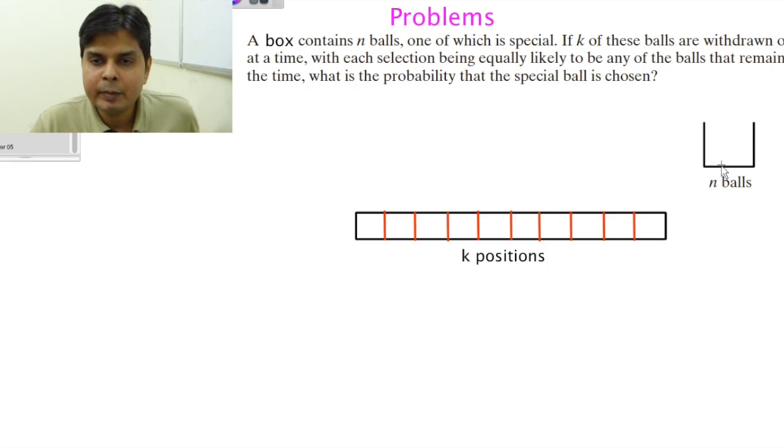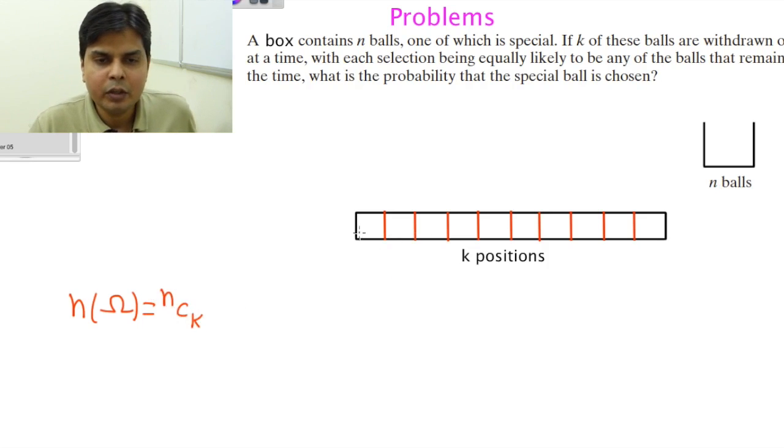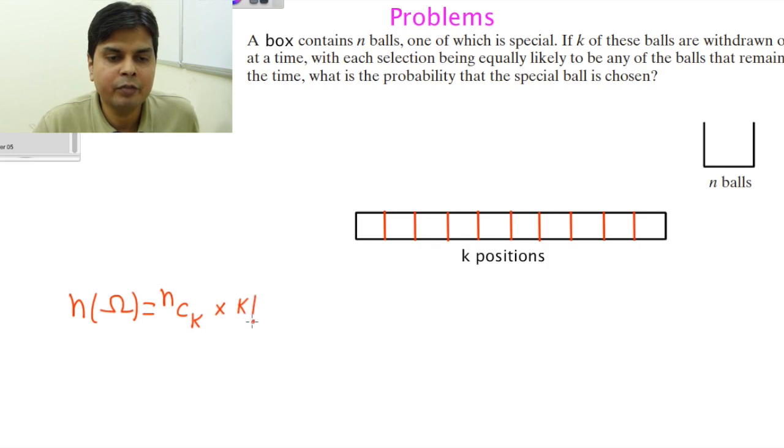Okay, so in this experiment what I have done is one by one I am removing the k balls, and suppose I have arranged them in these k positions, 1, 2 and so on. So what is my sample space? The sample space will be the number of ways of drawing k balls from these n balls, that is nCk. I can draw them in nCk ways. Then you can arrange them also in different ways, so I can write nCk into k factorial. Okay, so this is my sample space.